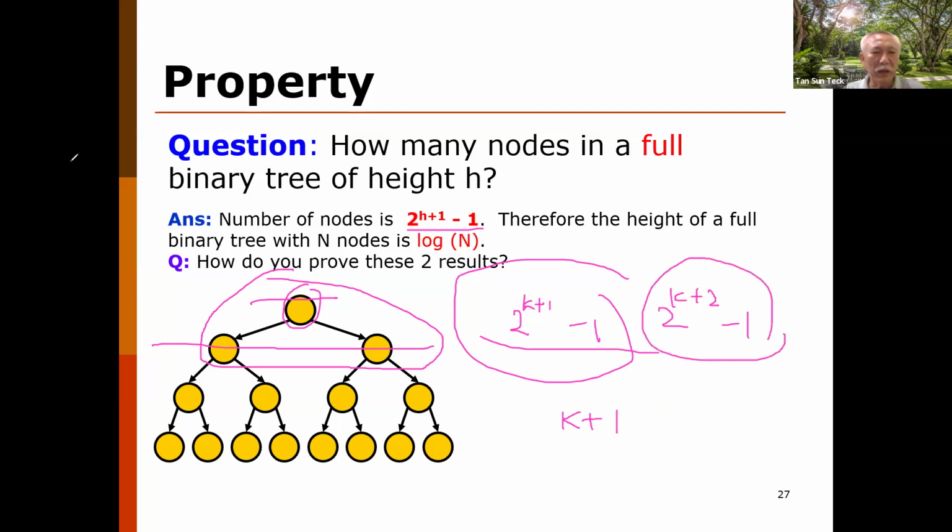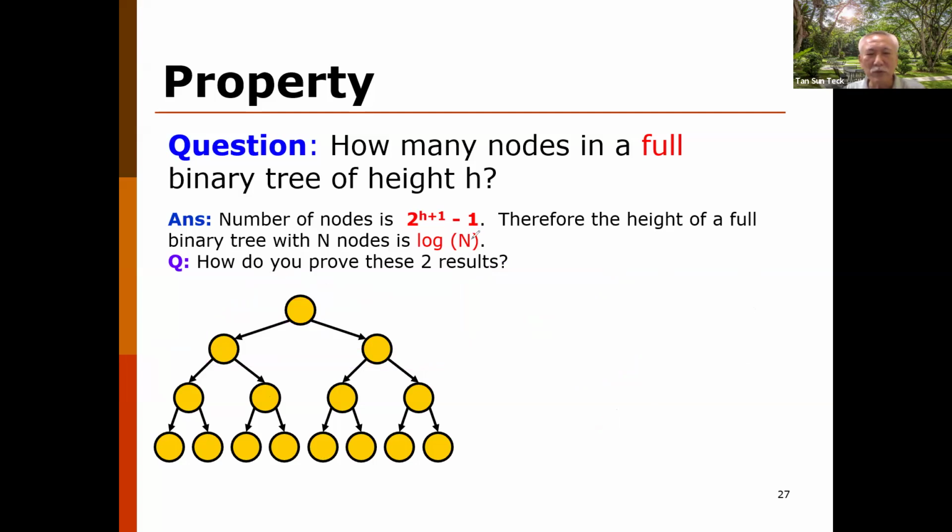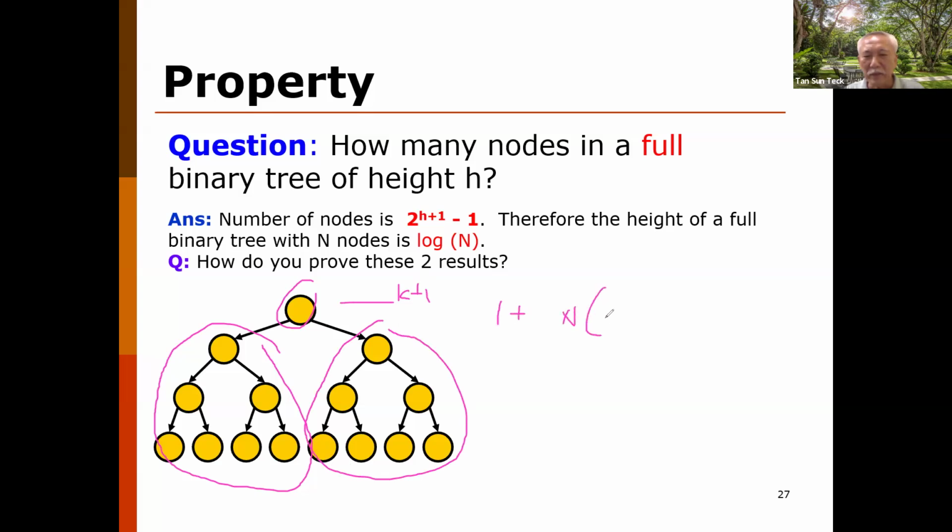So we want to prove that this is actually the value. How to do it? I will just give you some hints and then you can try to do it yourself. How do you count the number of nodes in a full tree? If you know the number of nodes on the subtree, which is up to k, then it is actually 1 plus 2 n_k, because there are two of them. So n_k is up to here, then k plus 1 is up to here.